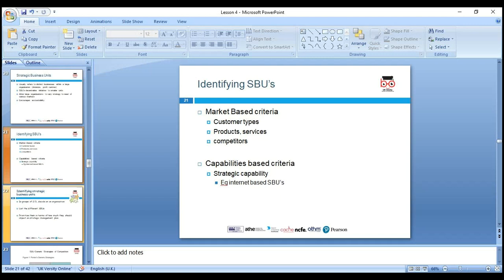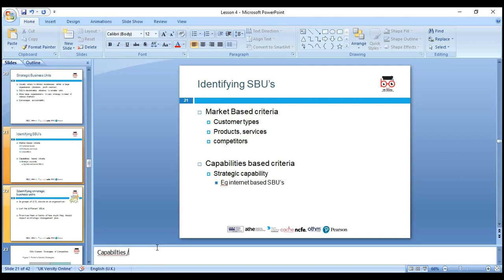We can look around the market base: customer type, product, service, competitor. Who is competing with Ford Fiesta? Who is competing with Ford Focus? That's why we are always looking at capabilities. What is meant by capabilities and competencies? First, what is meant by capabilities? For example, in a car, what features they have, high tech.